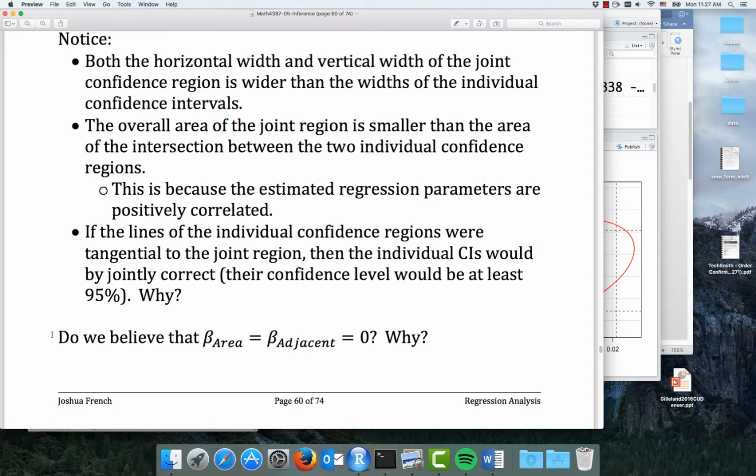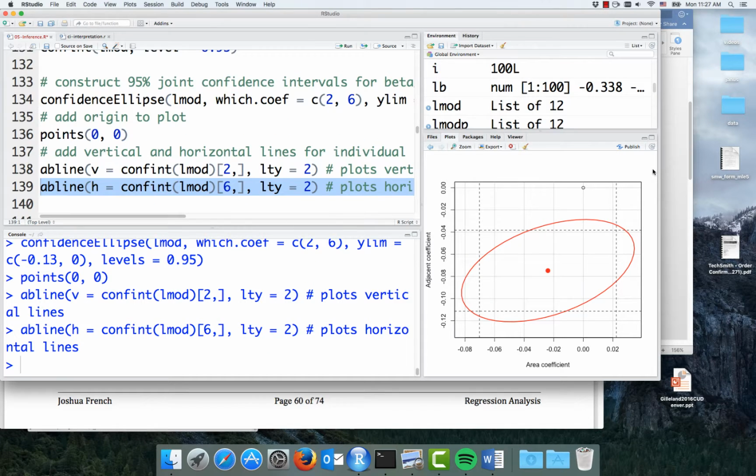So now that we have constructed that confidence region for area and adjacent, we can ask a question here. So do we believe that beta area is equal to beta adjacent equals 0, and why? So why don't you take a second, pause this video, think about that, looking at this plot, and then we will come back together and look at the solution as a class.